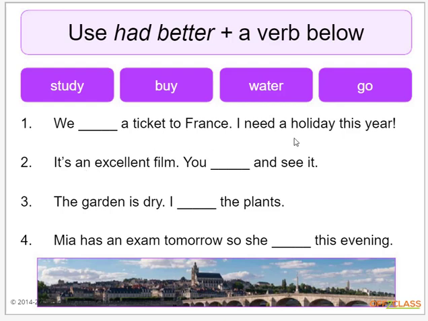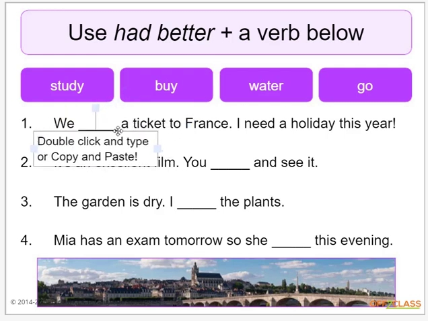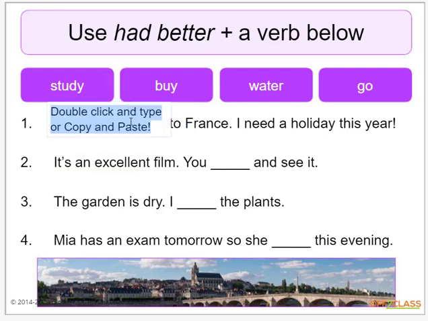We'd had better study a ticket. We'd had better buy a ticket to France. We had better order a ticket to France. We'd had better go a ticket to France. Which one do you think it is? Right. So the answer is go. Sorry, excuse me. No, the answer is buy.